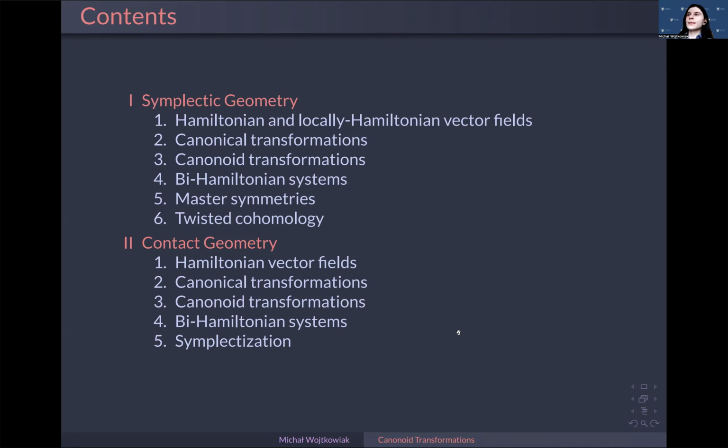And later we will move on to contact geometry. We will import all the definitions from symplectic geometry and fine-tune them to the contact regime. We will see that bi-Hamiltonian systems also exist there, and we will introduce symplectization as a potential way of extending the notions introduced in symplectic geometry to contact geometry.